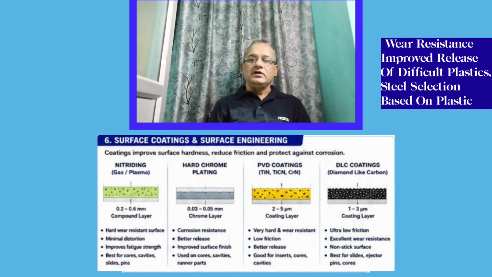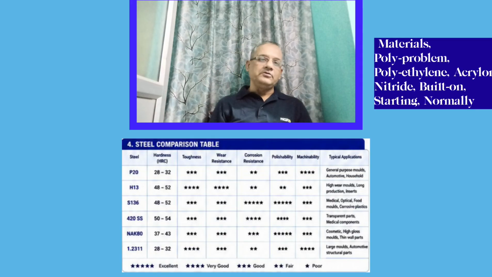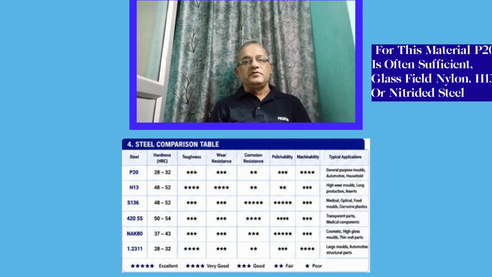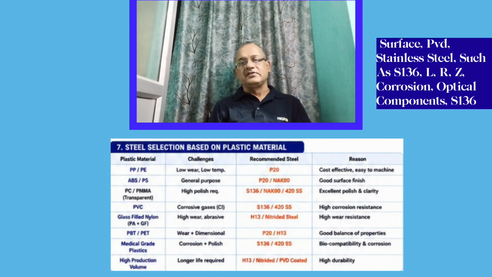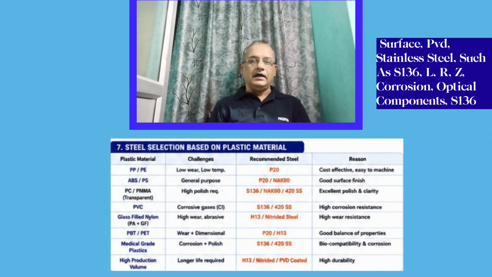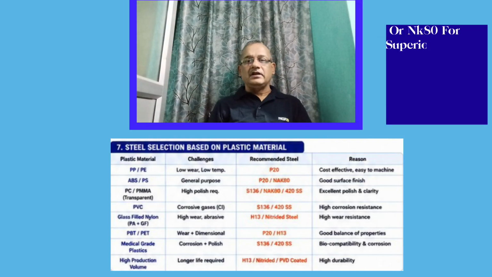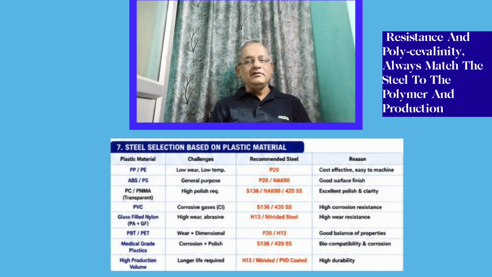Steel selection based on plastic materials. Polypropylene, polyethylene, acrylonitrile butadiene styrene: normally, for these materials, P20 is often sufficient. Glass-filled nylon: H13 or nitrided steels are preferred. PVC: stainless steels such as S136 help resist corrosion. Optical components: S136 or NAK80 for superior polish. Medical molds: stainless steel with excellent corrosion resistance and polishability. Always match the steel to the polymer and production volume.